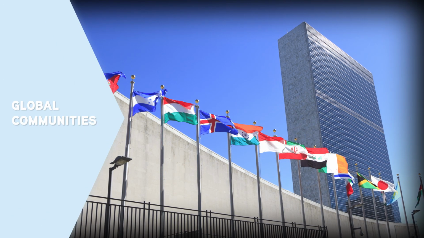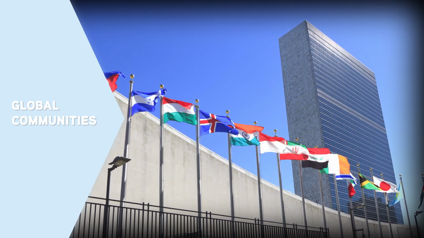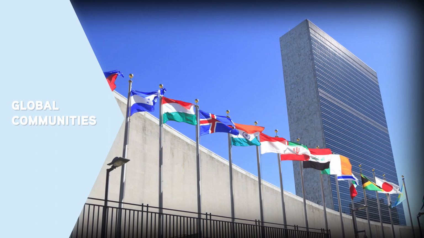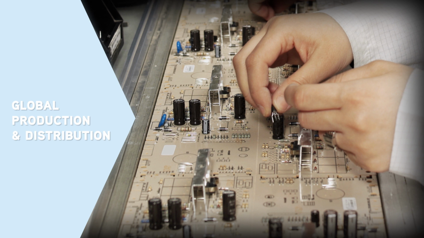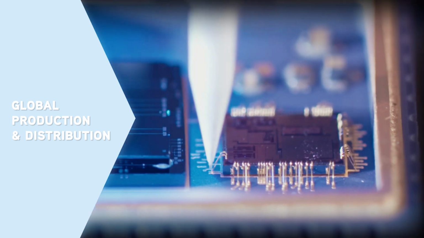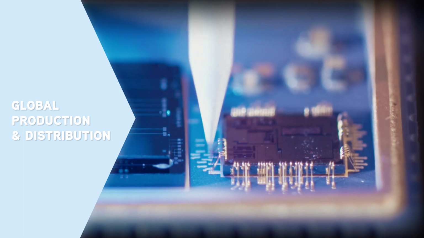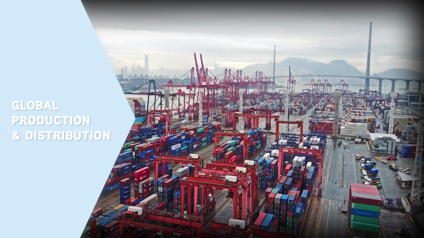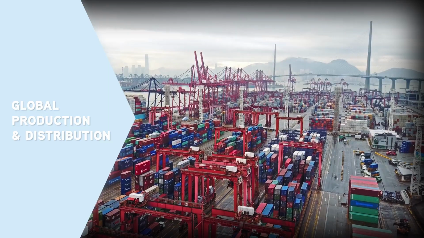Second, we've developed a global community. We all recognise that we live in an interlinked world. Finally, there's a global system of production and distribution. We build complex products, often in a chain that connects several countries, and then ship them to many other countries.